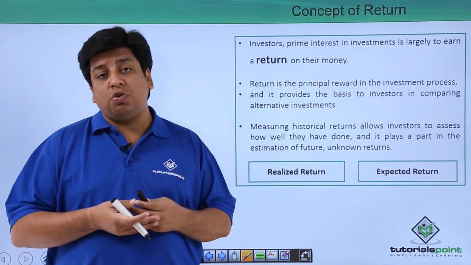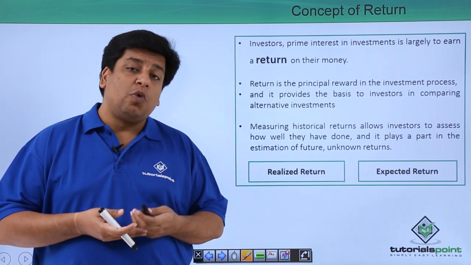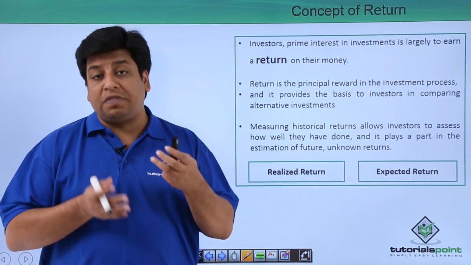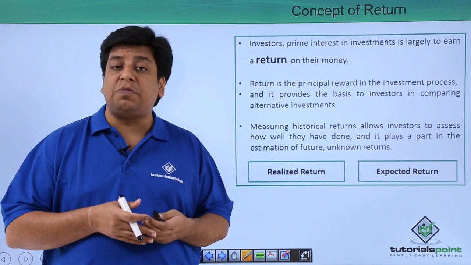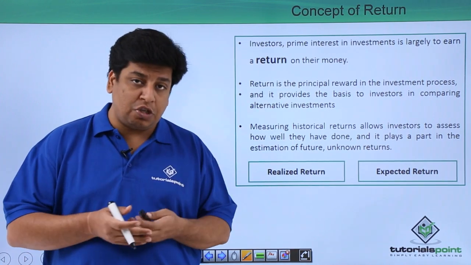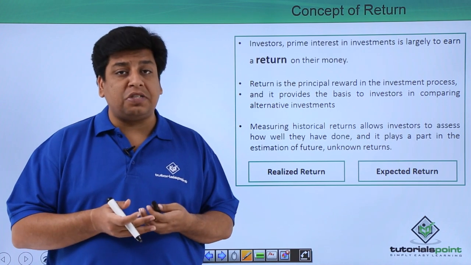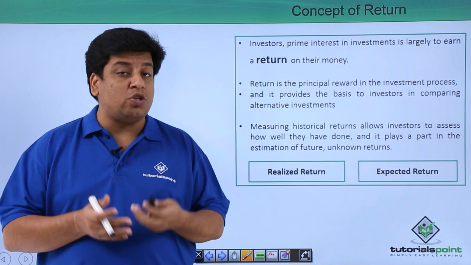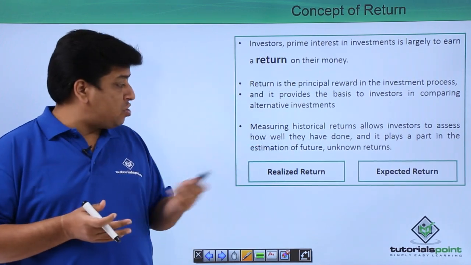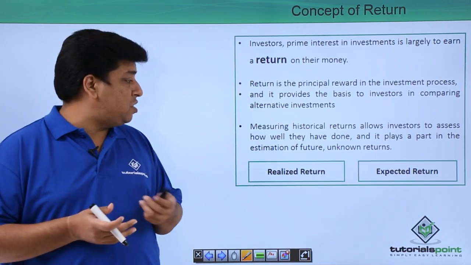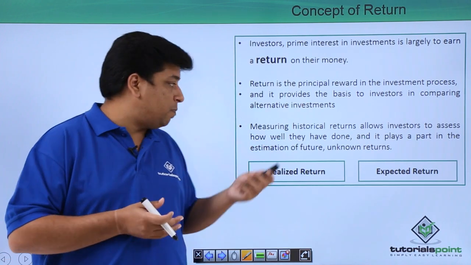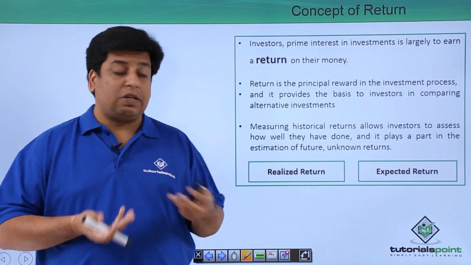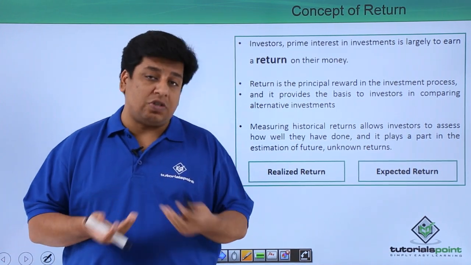opportunities. So how do you know where exactly to invest? What you're going to do is see what the historical data of the return is that each investment opportunity provides to you. This could be your basis of deciding what investment opportunity you actually want to adopt. Measuring historical return allows the investor to assess how well they have done, and it plays a part in the estimation of future estimated returns or unknown returns.